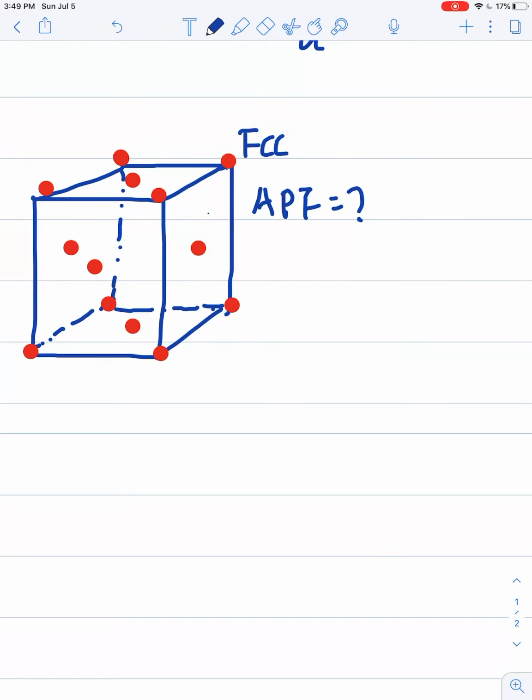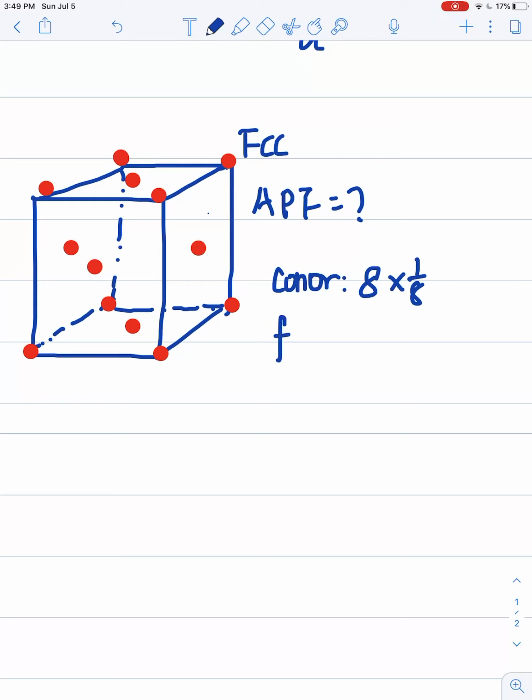Okay, now we're left with the FCC structure. First, we want to know how many atoms are inside of an FCC cubic structure. Well, let's do a quick count. At each corner, we have 8 atoms, and each atom is 1/8.